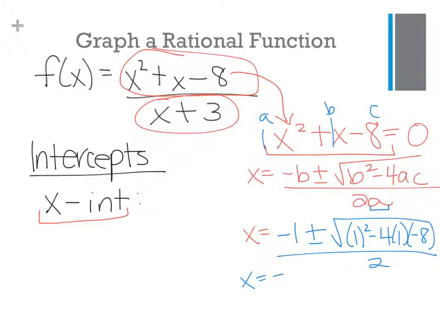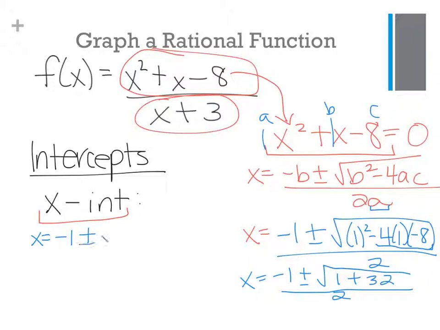And we get negative 1 plus or minus, underneath the square root, we're going to end up with 1 plus 32, because negative 4 times 1 times negative 8 is positive 32. Divide by 2, and we get x equals negative 1 plus or minus square root of 33 divided by 2, which is in the end going to give me some decimals for my x-intercepts, because square root of 33 is not a perfect square.